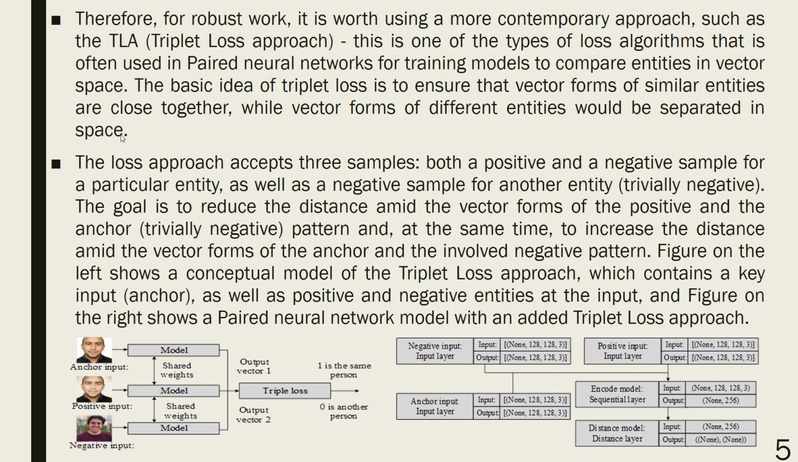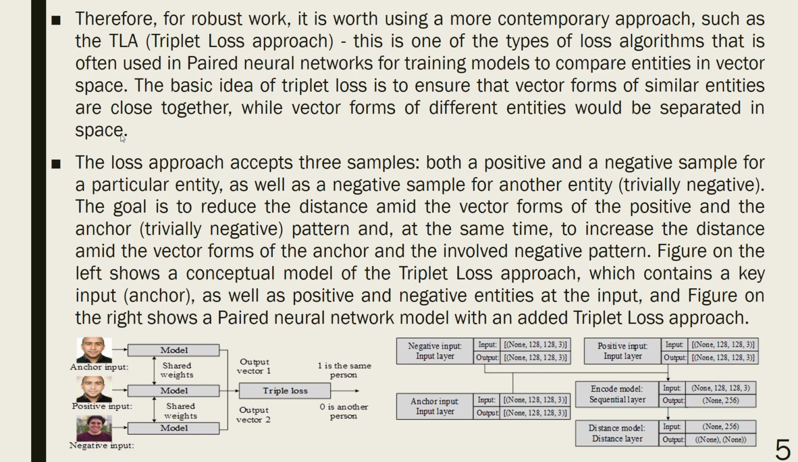The loss approach accepts three samples, both a positive and a negative sample for a particular entity, as well as a negative sample for another entity, trivially negative. The goal is to reduce the distance amid the vector forms of the positive and the anchor, trivially negative pattern, and the attempt to increase the distance amid the vector forms of the anchor and the involved negative pattern.